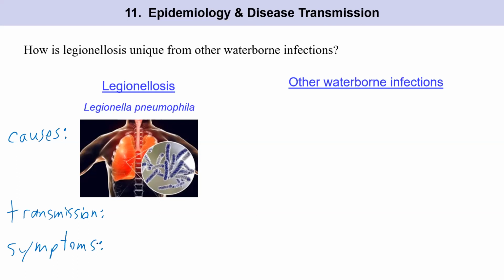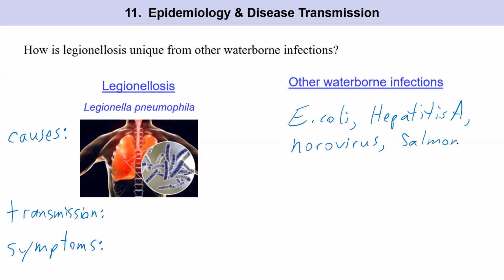Other waterborne infections, a huge list. So let's just list some of them. We had, of course, different types of E. coli. We had hepatitis A. What else we have? Norovirus, Salmonella, Giardia. That's just a few off the top of my head. I'm just trying to think of what else we talked about this semester. We talked about Entamoeba. There's other organisms that we didn't really cover in any detail, like Campylobacter, and you could throw polio in as a waterborne infection.